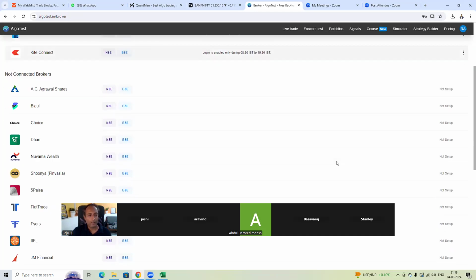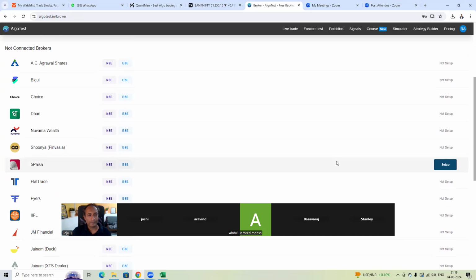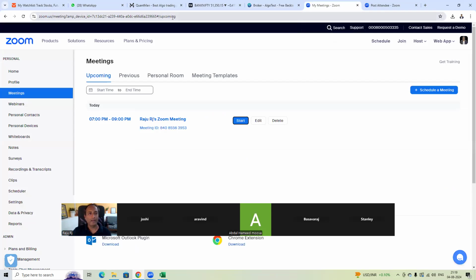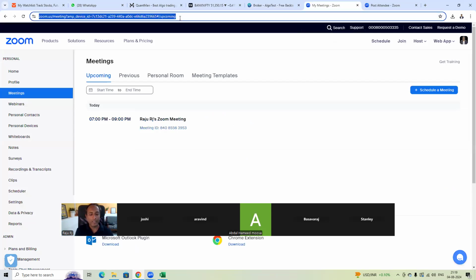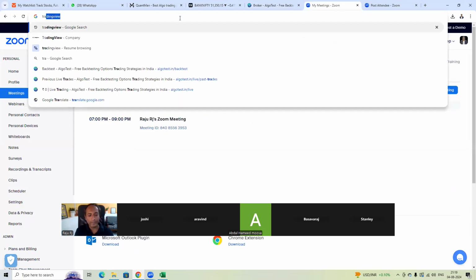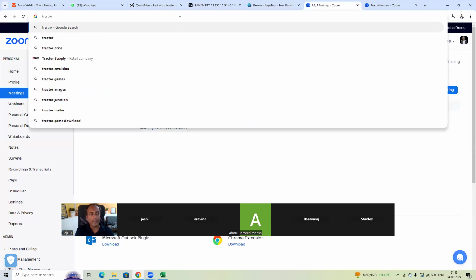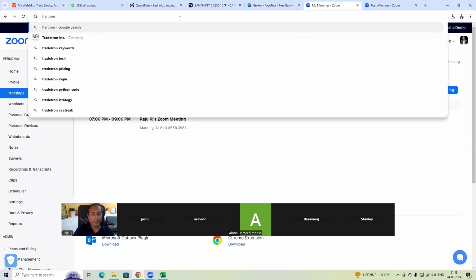Basically, we need two accounts. One is this AlgoTest, and the other one is Quantman. We have one more, Tradetron, as well. I didn't do it because that is a bit more complicated. If anyone wants Tradetron strategies also, let me know.